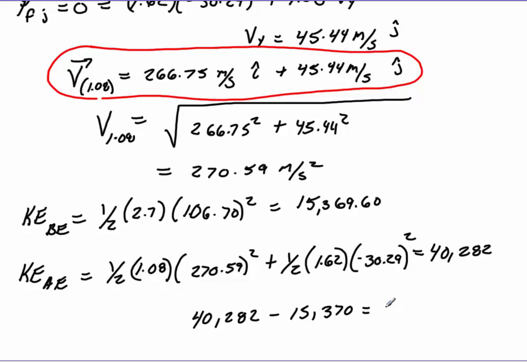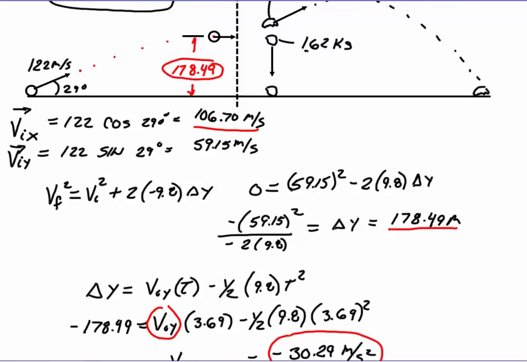And that gives me a value of approximately 24.9 kilojoules. So that's how much energy occurred during the explosion. Alright, that's part C right there. Now let's go back to part B.